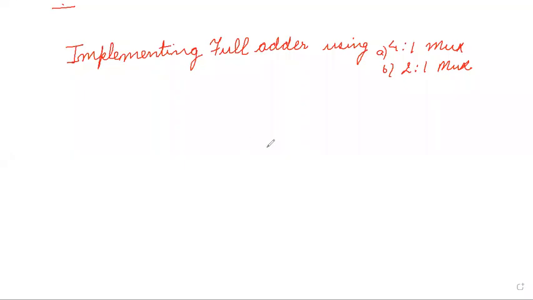So hello everybody. In today's lecture, we are going to learn how to implement a full adder using a 4:1 multiplexer. And this part 2 will be how to implement it using a 2:1 multiplexer. So let's first start with what is a full adder.